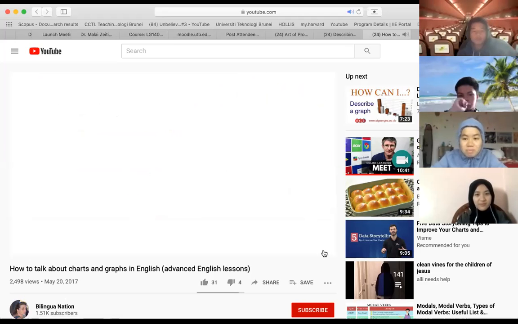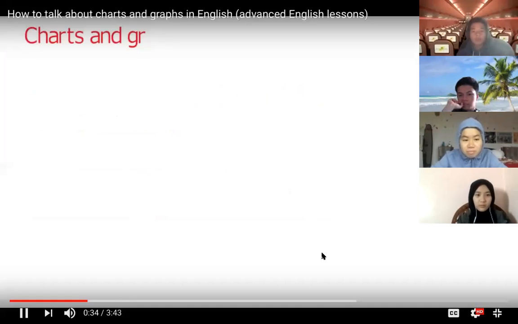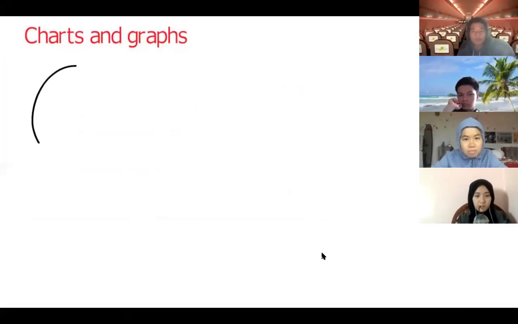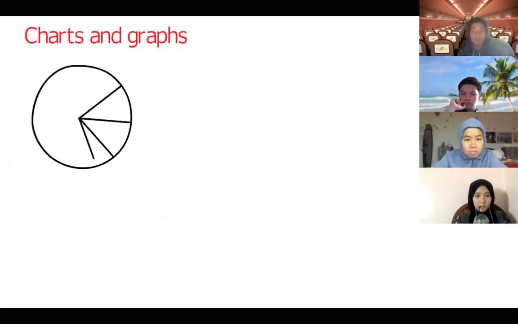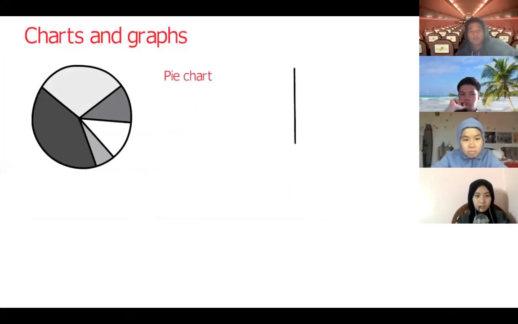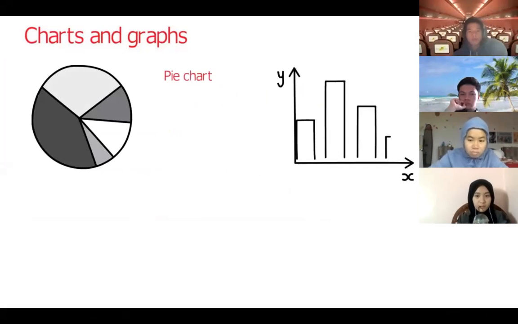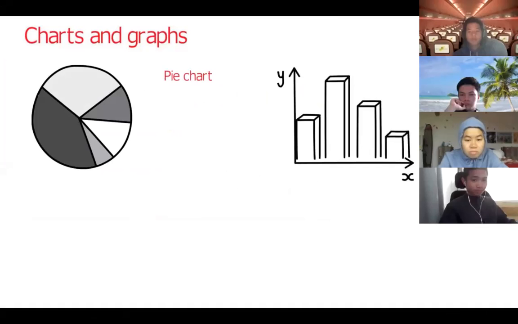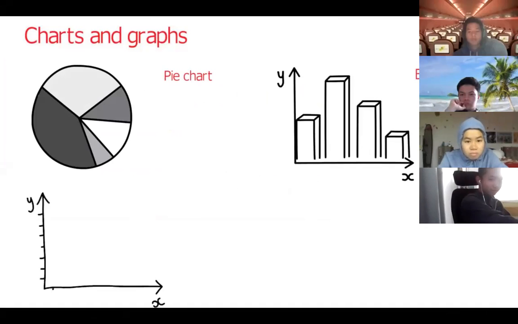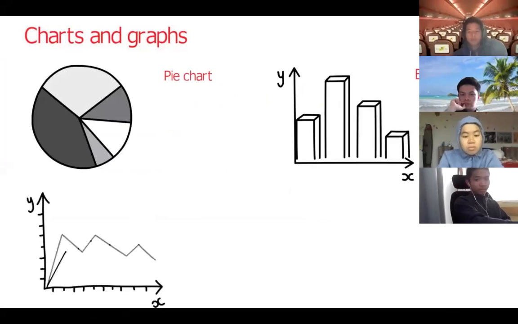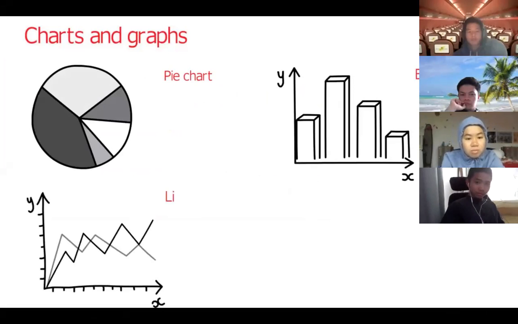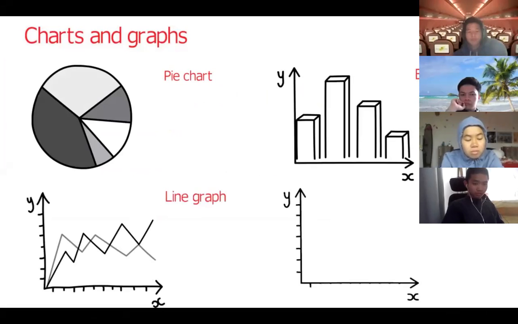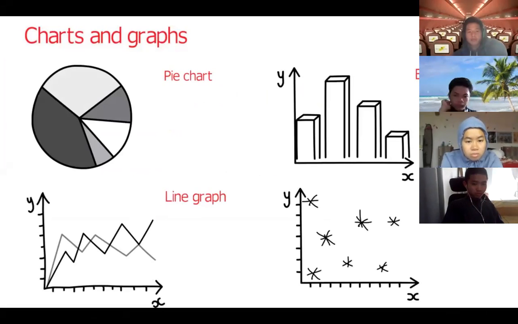There are 4 types of charts and graphs. These are a pie chart, which is called this because it looks a bit like something you can eat. A bar graph, because we use bars. A line graph, look, lines. And a scatter graph, which uses dots. Note that with the last 3 diagrams, we use the word graph and not chart.